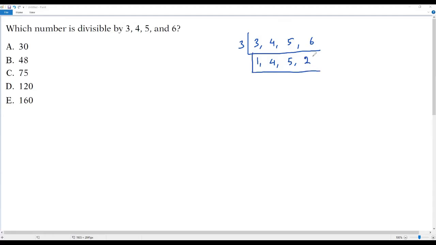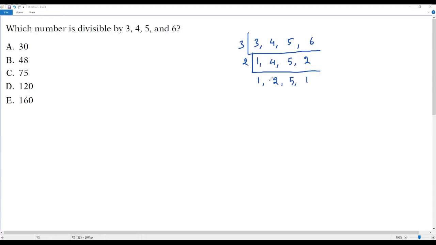Okay, now there is no common divisor for all the four numbers, but we have a common divisor for 4 and 2. That is 2, we can divide it by 2. Since 1 is not divisible by 2, we can write this 1 as it is. When I divide 4 by 2, I'm getting 2. 5 is not divisible by 2, so we can write this 5 as it is. When I divide this 2 by 2, I'm getting 1.